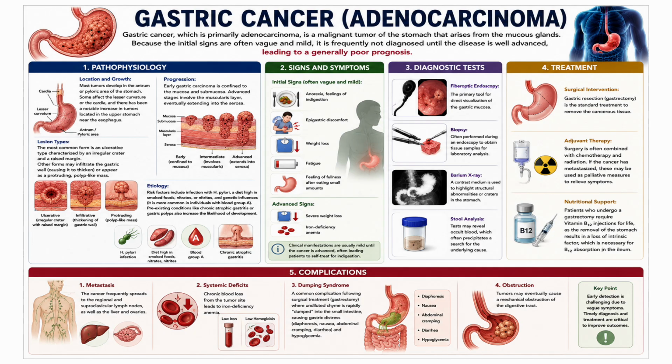Now, pathophysiologically, most tumors occur in the antrum or the pyloric area, often appearing as ulcerative lesions with irregular crater-like features and raised margins. They can also infiltrate the gastric wall or appear as polyp-like masses. The disease progresses from mucosa to the muscularis and then eventually spreads to the serosal layer, then regional lymph nodes and liver and even the ovaries, and it just keeps spreading.